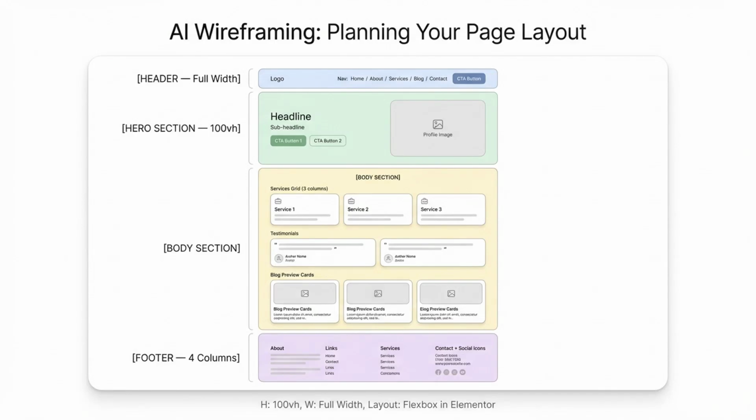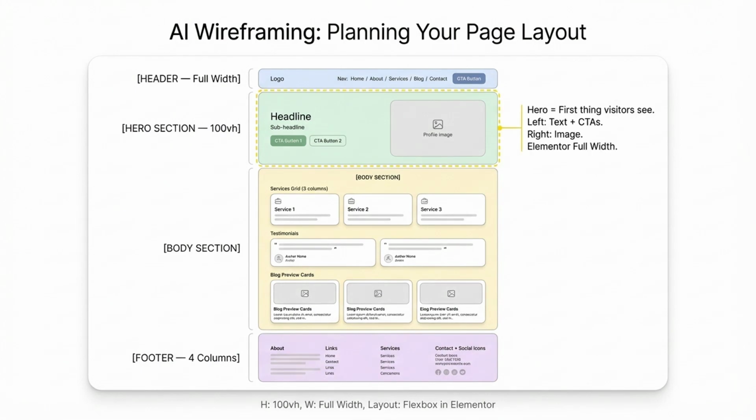The instructor takes it one step further and asks ChatGPT to generate a wireframe, a visual layout plan for the website. The AI responds with a detailed structure. The header spans full width with logo and navigation. The hero section is 100 viewport height with a 2-column layout. The body contains a services grid, testimonials, and blog previews, and the footer has 4 columns. It even specifies technical details, like using Flexbox in Elementor.